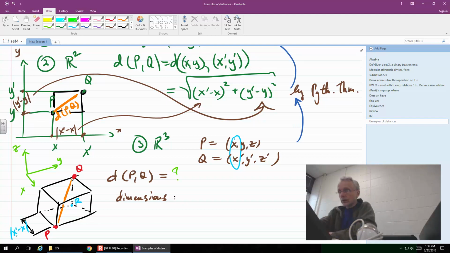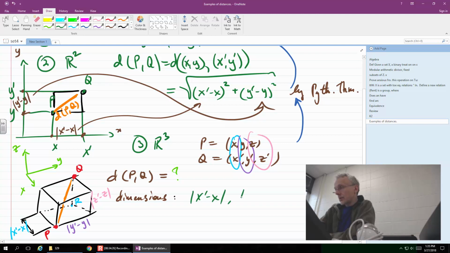And then we do the same thing again and again. Along the y-axis, it will be y prime minus y, and the vertical will be z prime minus z, absolute value. Okay, so these are the dimensions: x prime minus x, y prime minus y, and z prime minus z.